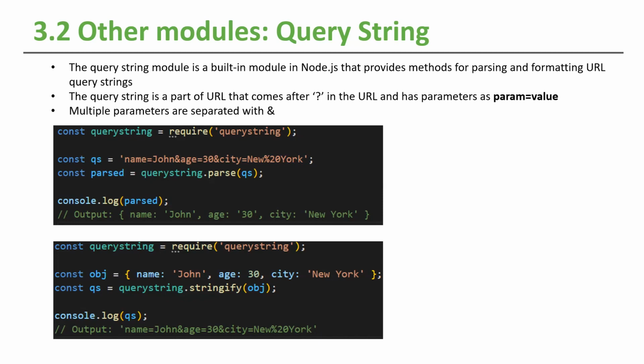Similarly, we can take a JavaScript object and convert it back to a query string, which is shown in the below example. Similarly, you have to import the querystring, and then you can see the JavaScript object here: name John, the next value is age, and next is city. We can use querystring.stringify. This will convert the JavaScript object into a string. If you see the output here, it's name=John and age=30. This is the same as the above example.